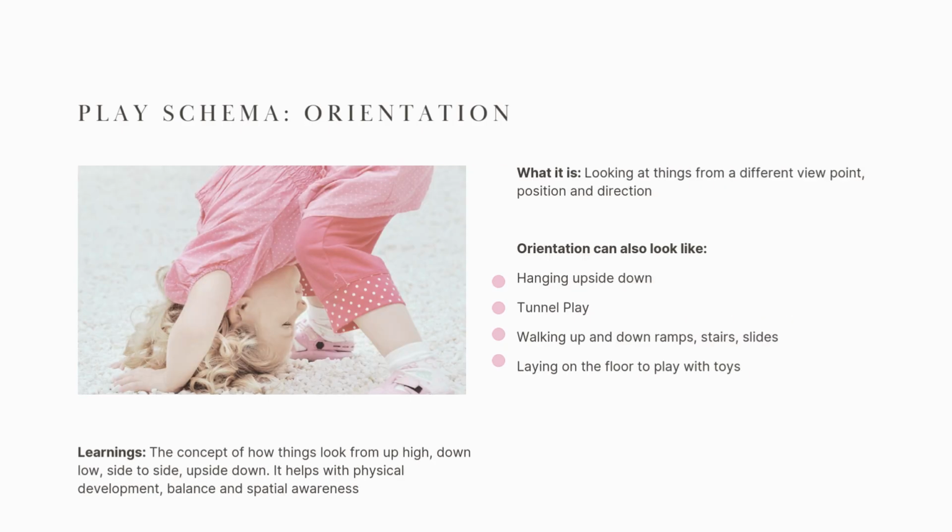The next play schema is orientation. Orientation is looking at things from a different viewpoint, position, or direction, such as in this picture, this little girl is looking between her legs. This is why children love to hang upside down. They love to hang from monkey bars. They love to look through their legs or other people's legs. They love looking at the world from a different perspective.